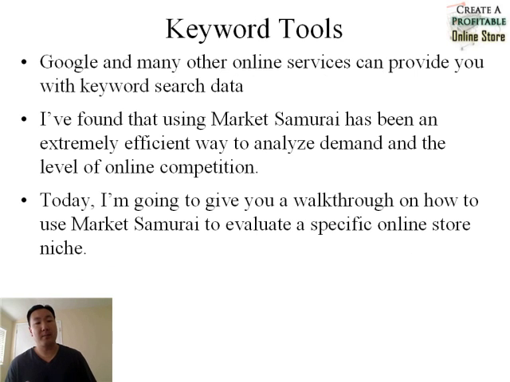So how do you perform keyword research? Google and a lot of other online services can provide you with keyword search data which you can use to do your research. But personally, I found that using a tool called Market Samurai has been an extremely efficient way to analyze demand and the level of competition for a given niche once you've come up with an idea for a product to sell. Today I'm going to give you an overall walkthrough on how I use Market Samurai to evaluate a specific online store niche idea.